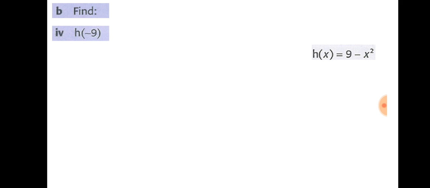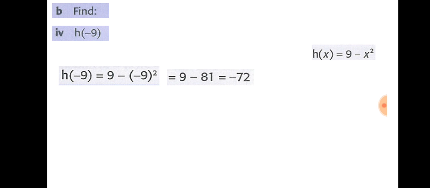H of minus 9, we need to take x as minus 9 and substitute in h of x. 9 minus of 9 whole square. If we simplify, we get minus 72.